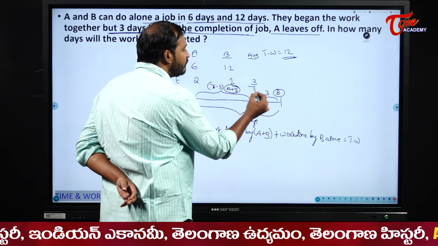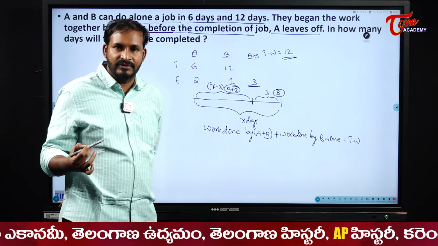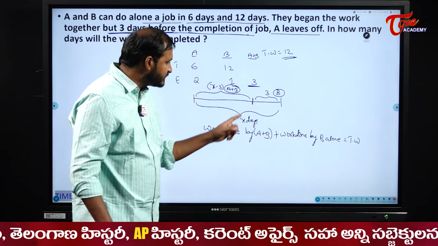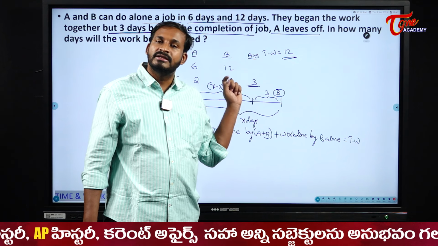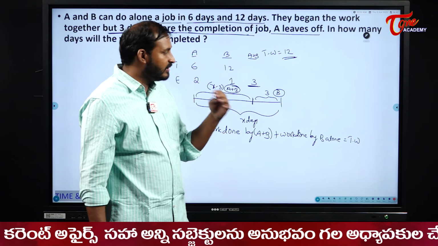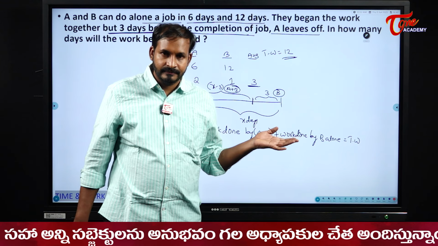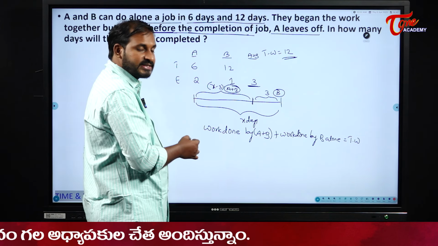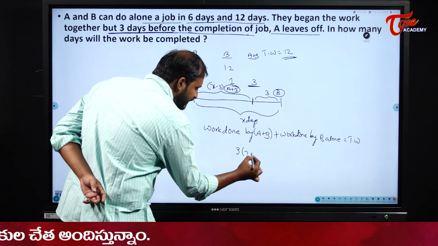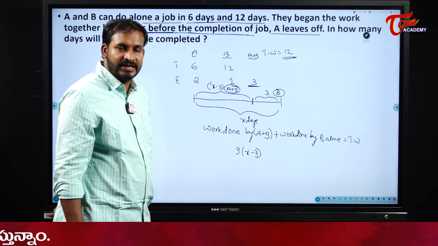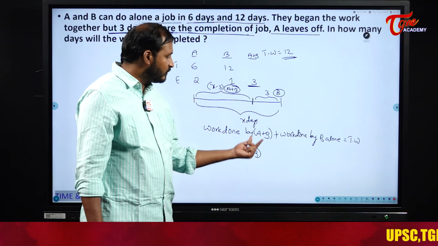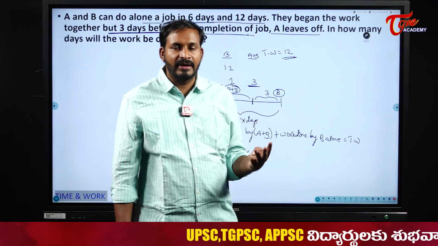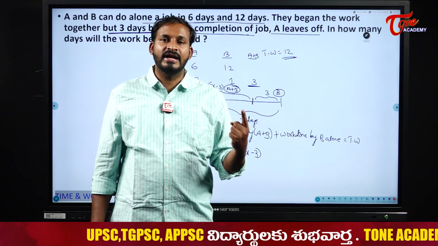A and B in one day, they can do what part of work? 3 parts of work. In our last video, we have seen efficiency means the amount of work done by the given person in the given unit time. That means A and B in one day can do 3 parts of work. For example, in 2 days, how much work can they do? 3 into 2, right? Similarly, A and B together worked for X minus 3 days. So it is 3 into X minus 3. This is the work done by A and B together in X minus 3 days. If their combined efficiency is 3, tell me, in one day A and B can do how much work?